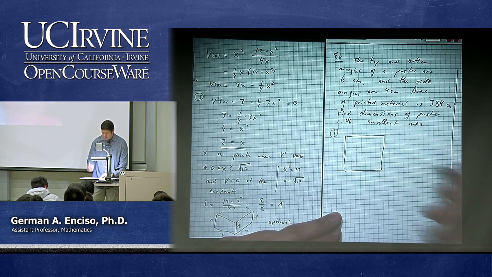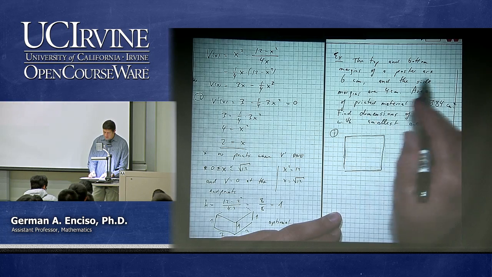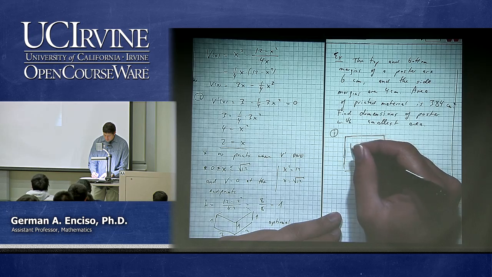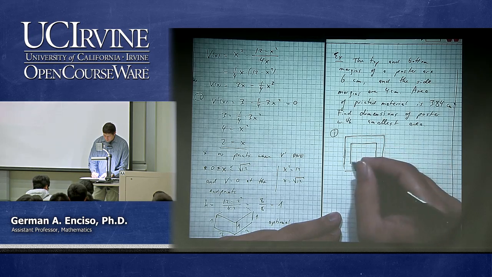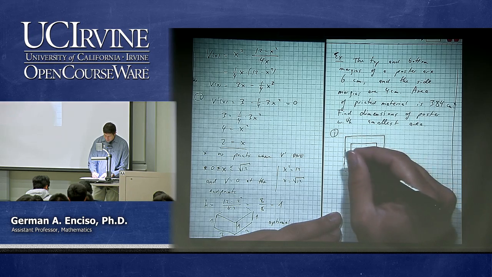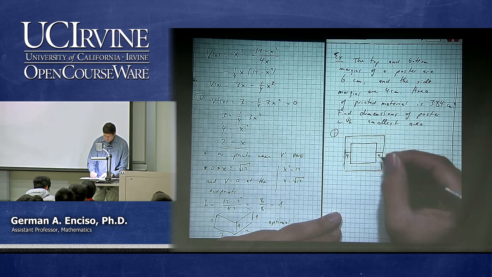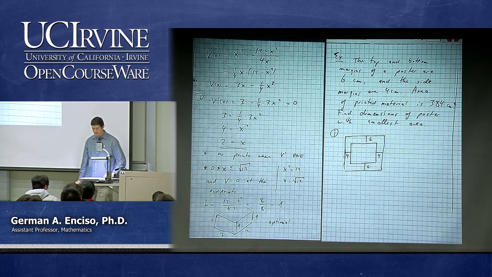Some kind of poster like this. And the restriction that you have is that the top and the bottom and the sides have margins. The margins on the side are 4 centimeters. The margins on the top and the bottom are 6 centimeters.